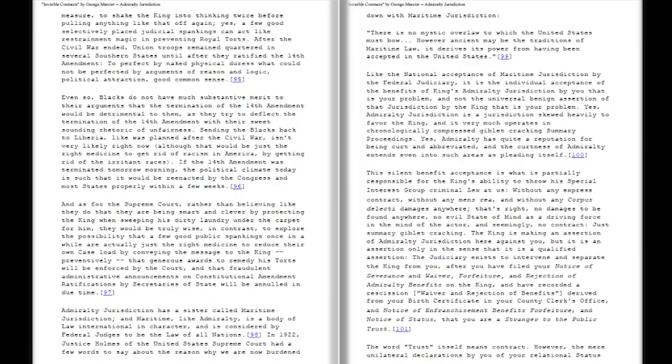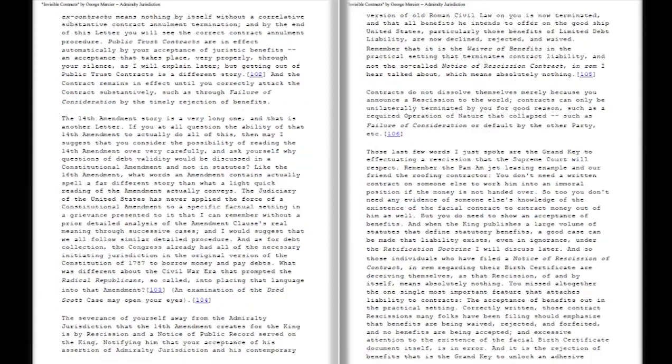The word trust itself means contract. However, the mere unilateral declarations by you of your relational status ex contractu means nothing by itself without a correlative substantive contract annulment termination, and by the end of this letter you will see the correct contract annulment procedure.